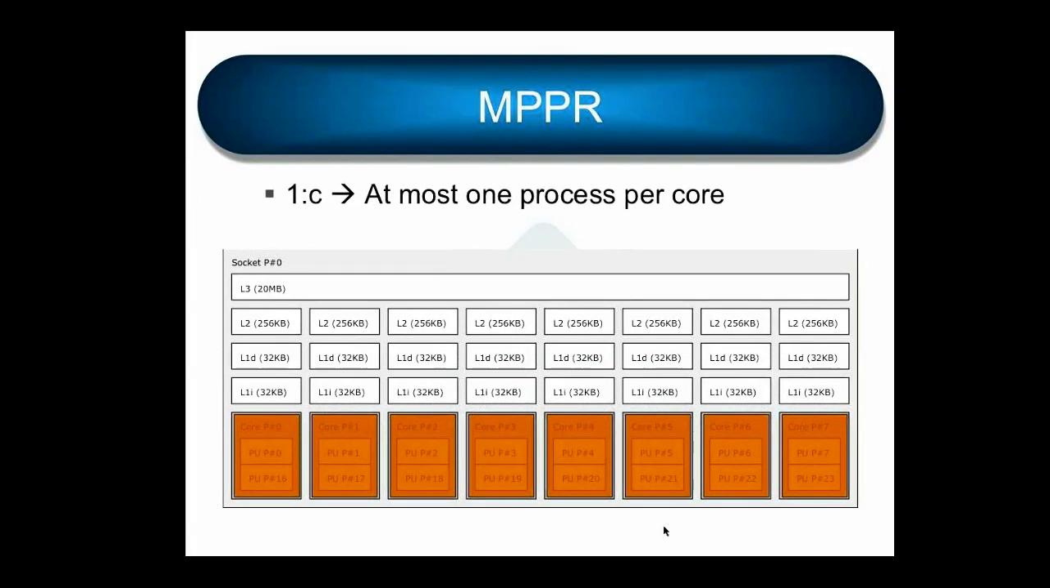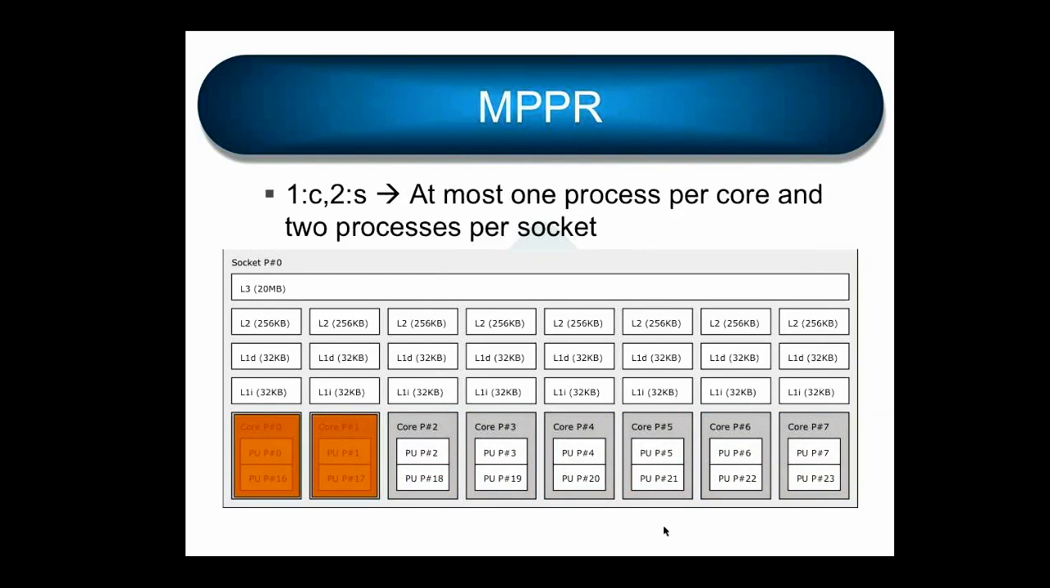All right, so 1C, at most 1 process per core, no surprise there. But 1C, 2S means I'm only going to use those 2 cores because I'm not going to go more than 2 processes for the whole socket. Again, you might want to take advantage of however much memory is in this NUMA locality, and you've got 2 processes that are going to malloc all of that up. It depends on your application. So this is more flexible than you would think just by looking at it. And it kind of takes a while to wrap your head around it. It took us 2-3 years to come up with this. We hope it's useful to you. Please let us know.